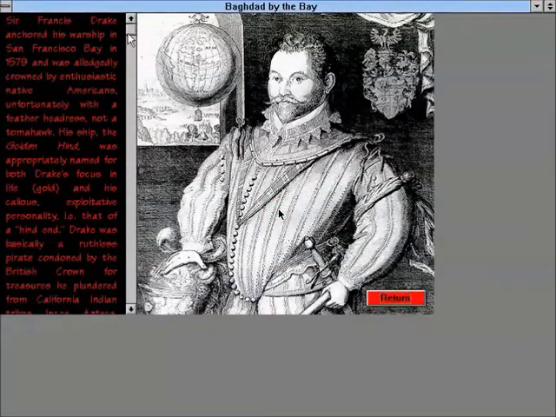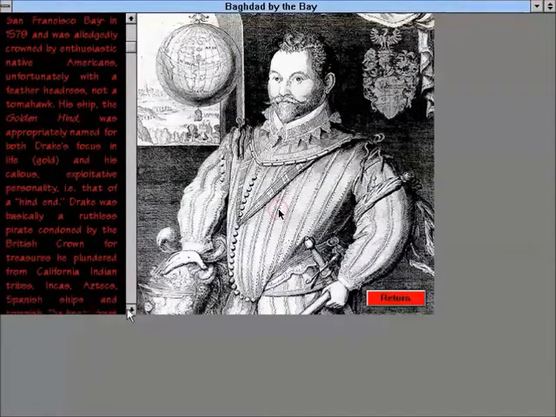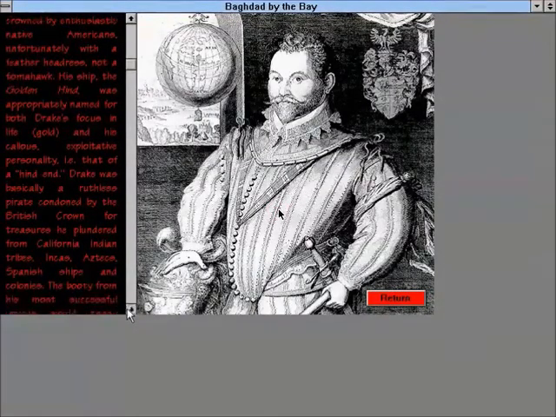Nice music. So Francis Drake anchored his warship in San Francisco Bay in 1579 and was allegedly crowned by enthusiastic Native Americans. Unfortunately, with a feather headdress, not a tomahawk. His ship, the Golden Hind, was appropriately named for Drake's focus on life, gold, and his exploitative personality, that is, that of a hind.